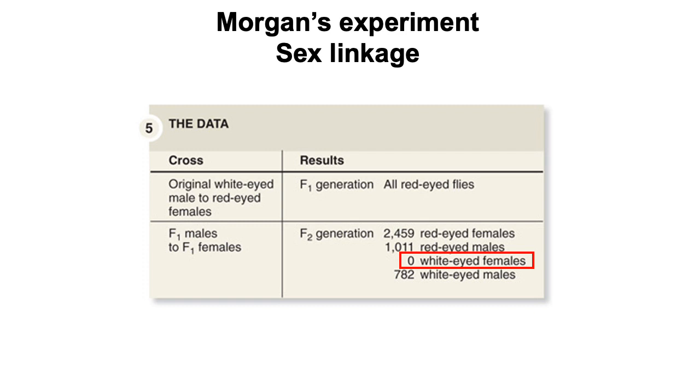What was noticed is that there were no white-eyed females in the F2s when you started with this original strange white-eyed male. So what could be the cause of this? It's showing again this correlation between a particular trait and the sex of an organism. And there were no white-eyed females in the F2. So if we take this information and put it into our tool that we've been using to follow things, a Punnett square, let's look at what that looks like.